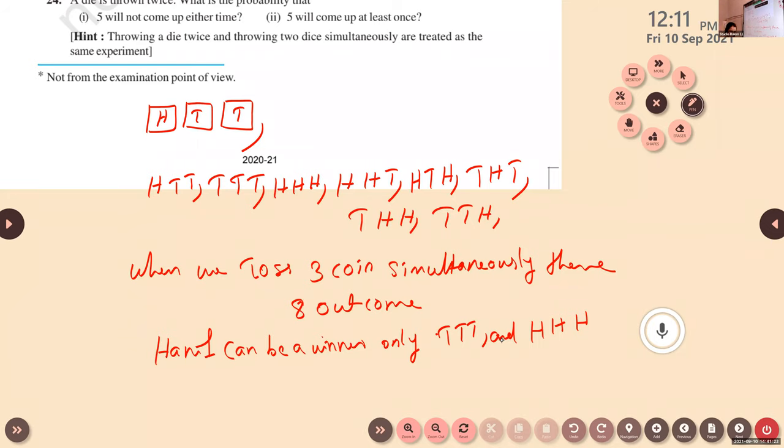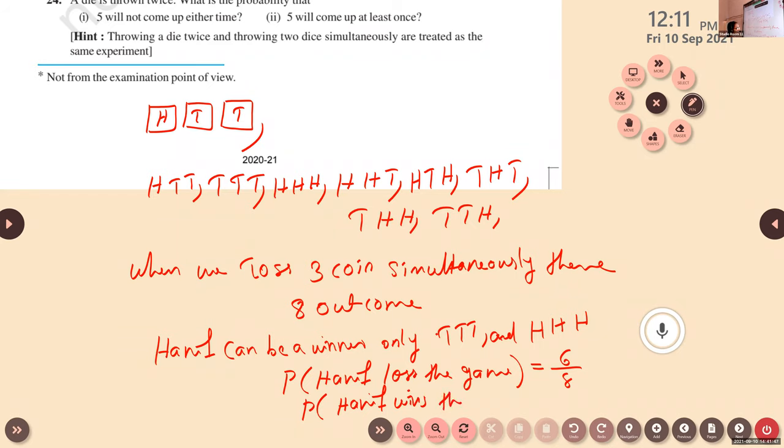So the question: what is the probability that Hanif lost the game? The probability that Hanif lost the game is, how many options? Six. So 6/8. Also write the probability that Hanif wins the game, equal to 2/8, which is 1/4. And the other is 3/4. So 1/4 and 3/4.